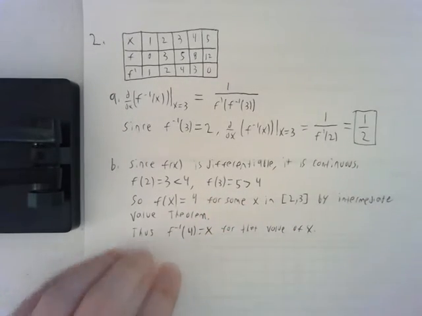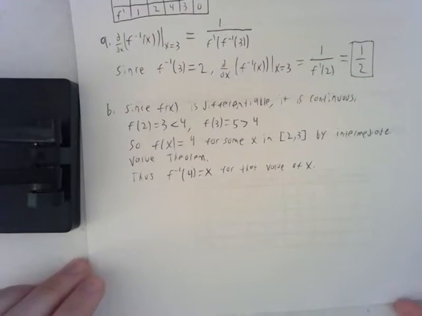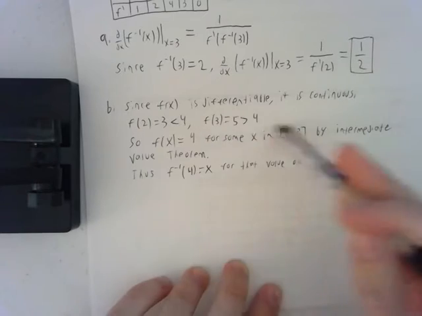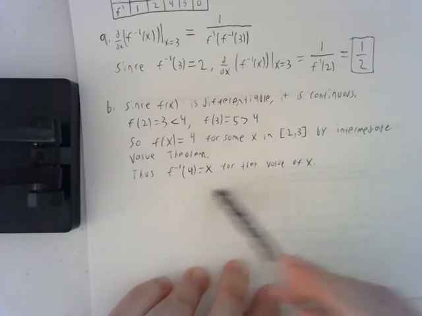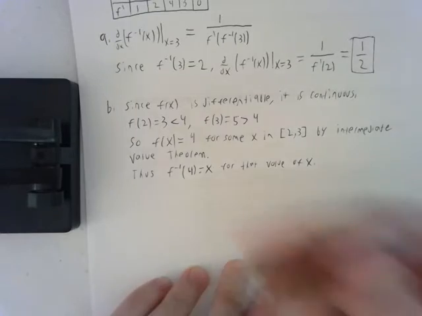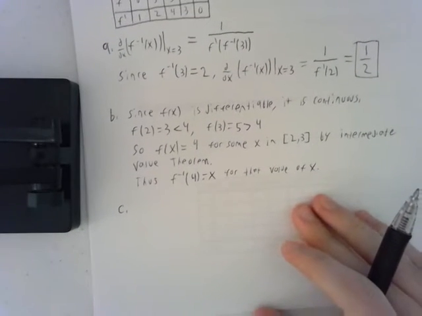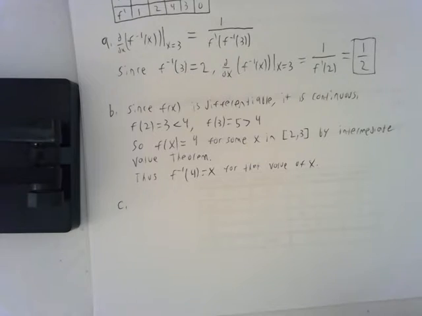A lot of people had the right ideas, but not quite organized in the right way. So you really need all of these pieces of information in order to conclude that the inverse function is well defined at 4. And since we know the inverse function is well defined at 4, we can try to estimate its value using the information given in the table. That's what we try to do in part C.